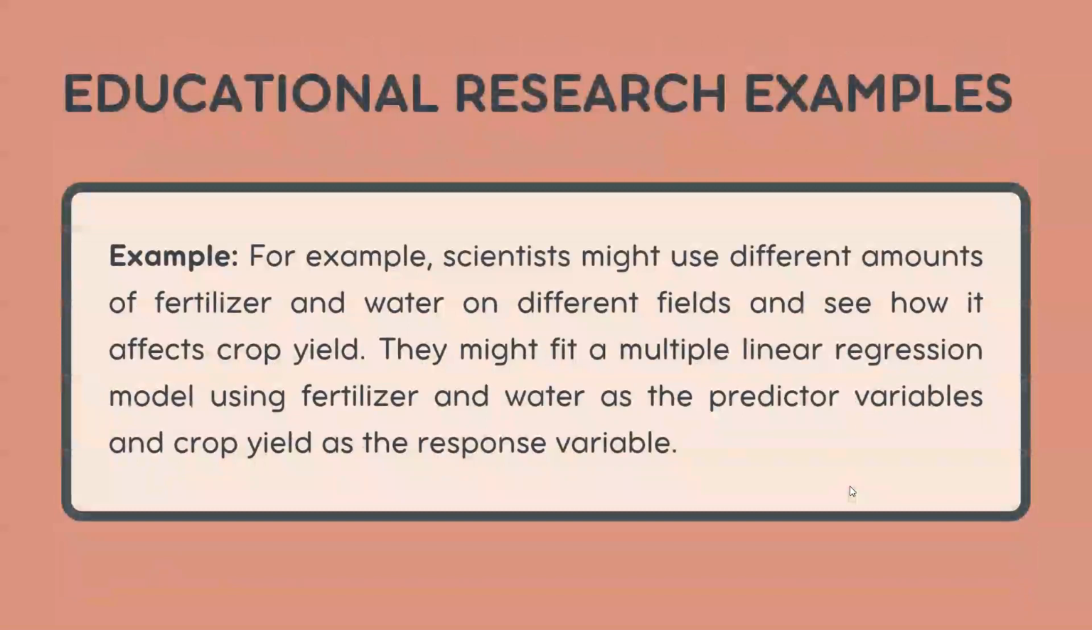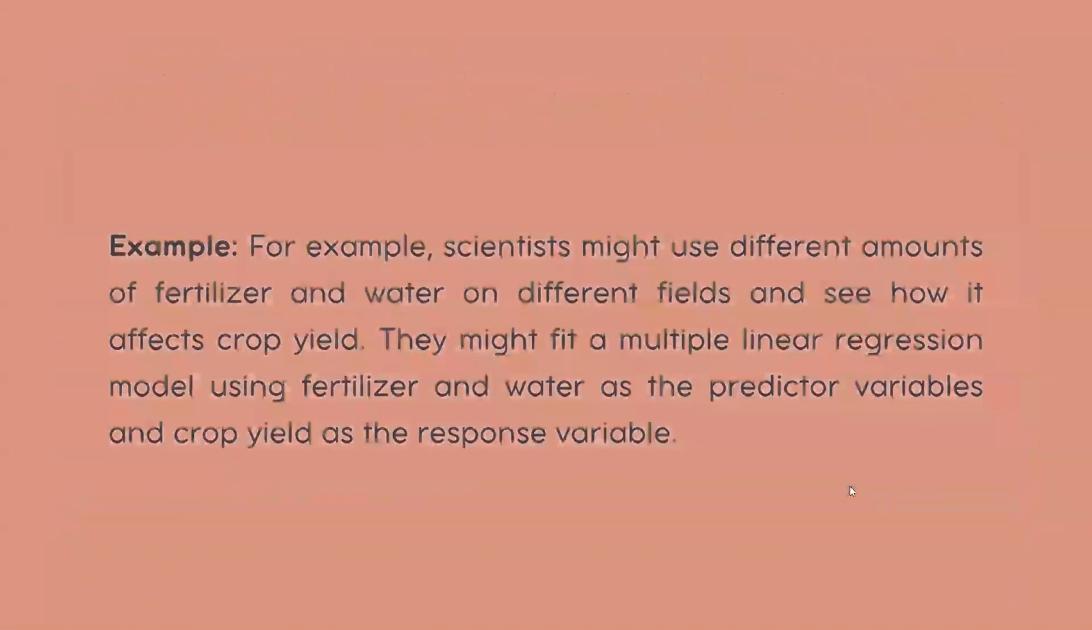Another example: scientists might use different amounts of fertilizer and water on different fields and see how it affects crop yield. They might fit a multiple linear regression model using fertilizer and water as the predictor variables and crop yield as the response variable.